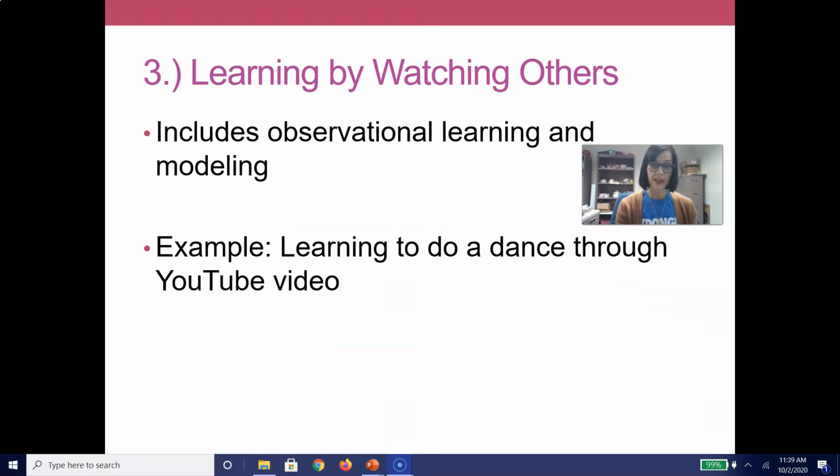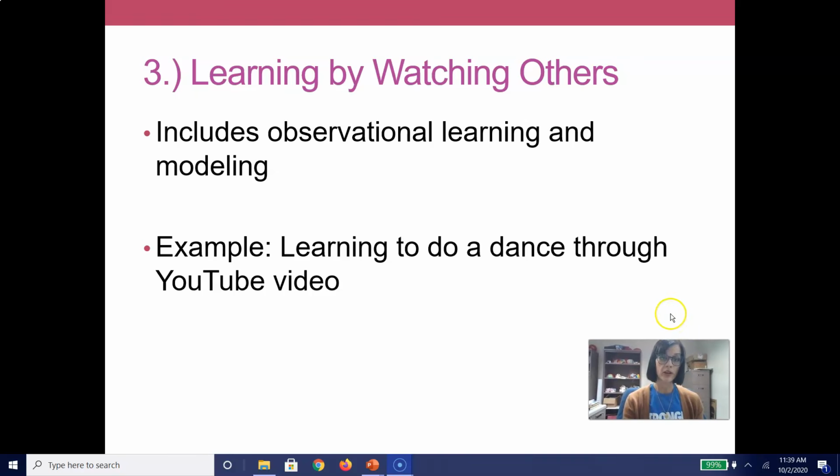So then finally, the third way that we learn is by watching other people. We human beings are very, very social creatures. And so we can learn by watching other people in one of two different ways. We can do observational learning, where we watch and observe and learn by watching people, or we can model other people. We can imitate what they do. So examples of observational learning are, for example, learning how to do a dance by watching it on YouTube or TikTok or things like that.